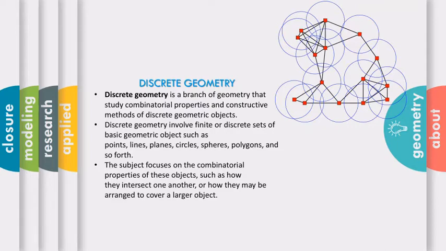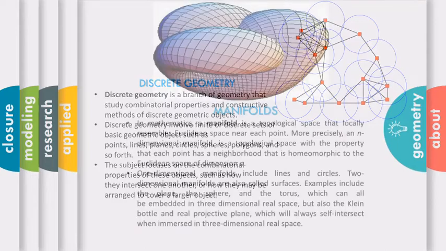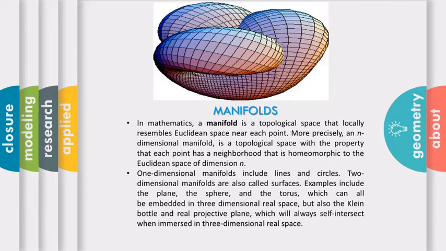So moving on, now we have manifolds. In mathematics, a manifold is a topological space that locally resembles Euclidean space near each point. More precisely, an n-dimensional manifold is a topological space with the property that each point has a neighborhood that is homeomorphic to Euclidean space of dimension n. So we have n-dimensional objects. Till now you may be familiar with one-dimensional, two-dimensional, and three-dimensional. Here we are talking about n-dimensional objects.